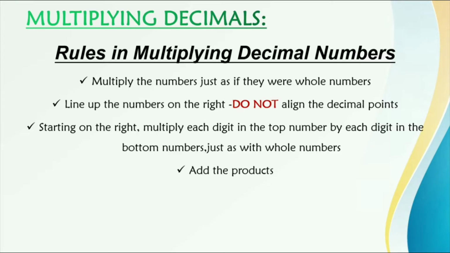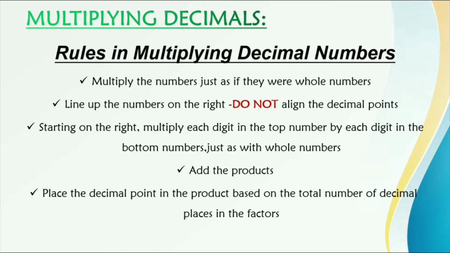Next, pagkatapos natin na i-multiply yung mga digit, yung mga factors, i-add naman natin ngayon yung products. And finally, place the decimal point in the product based on the total number of decimal places in the factors. Pagkatapos nating multiply, saka natin i-consider yung decimal point. Bibilangin natin yung total number ng decimal places dun sa minultiply natin at i-apply natin dun sa answer. Okay, so para mas maintindihan natin, let's proceed.